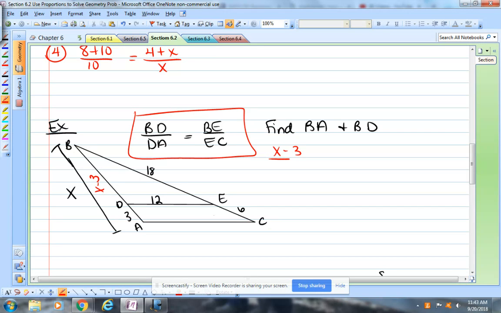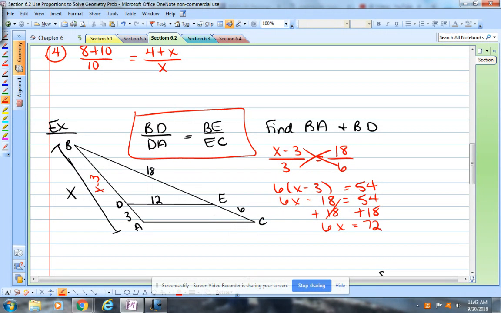x minus 3 over the length of DA, which is 3, equals the length of BE, which is 18, over the length of EC, which is 6. Then I cross multiply to solve my proportion. 6 times x minus 3, and we'll have to distribute that, equals 3 times 18, which is 54. So that is 6x minus 18 when I distribute, equals 54. I'm going to add 18 to both sides, and it says 6x equals 72. And I divide by 6, and x equals 12.